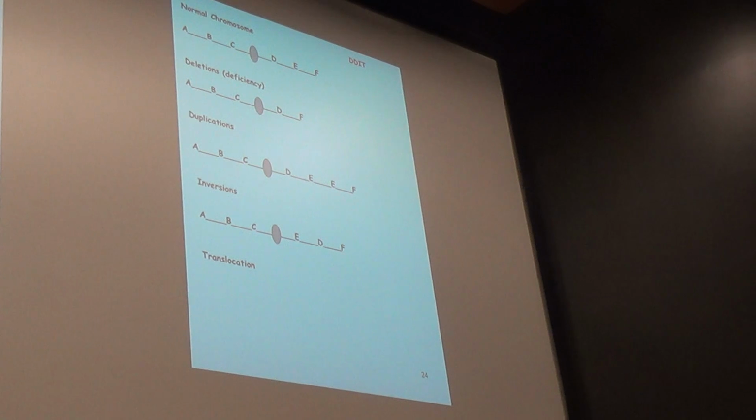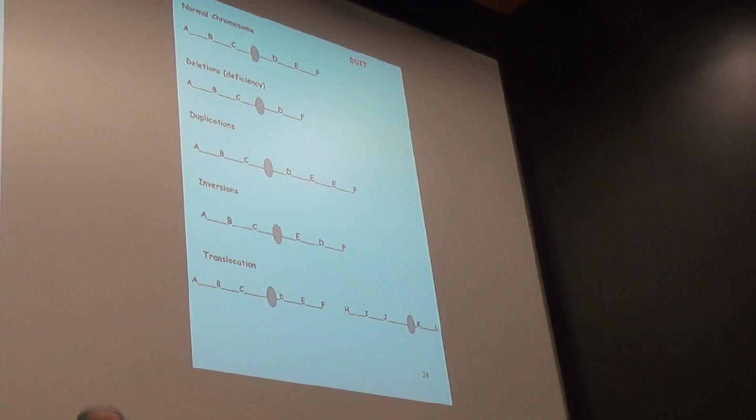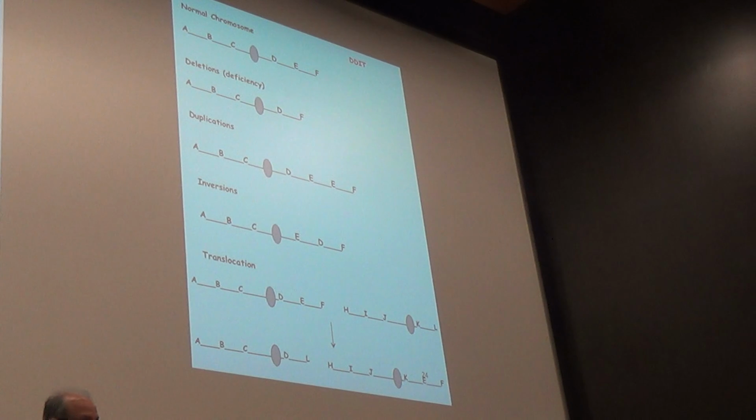And then translocation involves 2 different chromosomes. So imagine you have 2 different normal chromosomes, one that goes A, B, C, D, E, F, and the second chromosome that goes H, I, J, K, L. In a translocation, this little segment of this chromosome switches with this segment of this chromosome. So you now have a translocated chromosome that goes A, B, C, D, L, and H, I, J, K, E, F. So the E and F segments from this chromosome jumped onto this chromosome, and the L segment from this chromosome jumped onto this. And that's known as a translocation.